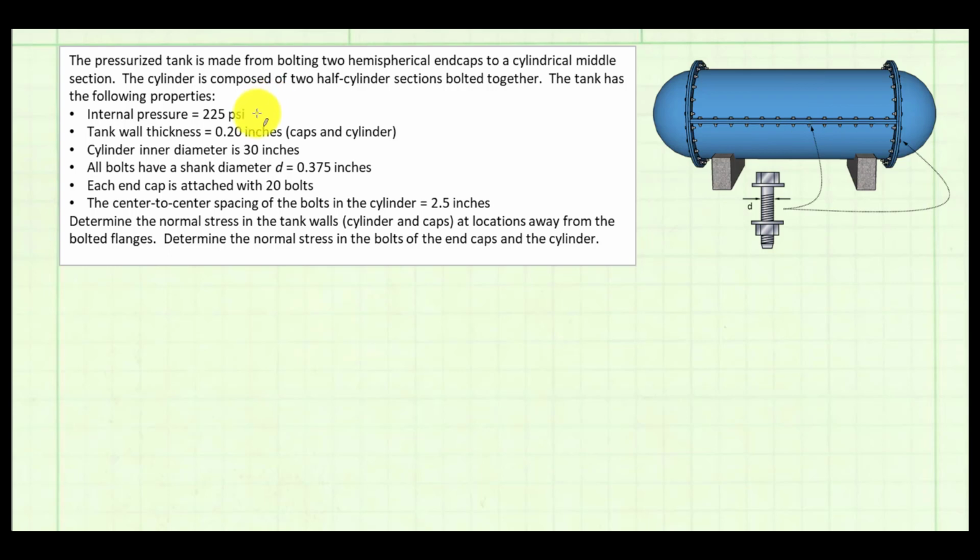The internal pressure is 225 psi. The wall thickness is 0.2 inches for both the end caps and the cylinder. The cylinder inner diameter is 30 inches. All bolts have a shank diameter, D, of 0.375 inches. Each end cap is attached with 20 bolts. The center-to-center spacing of the bolts in the cylinder is 2.5 inches.